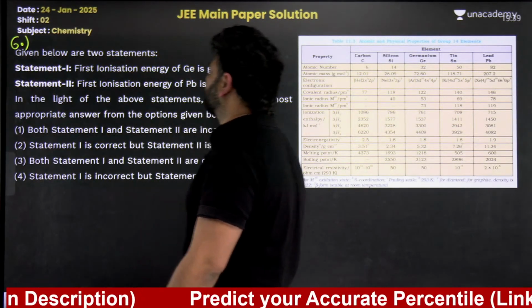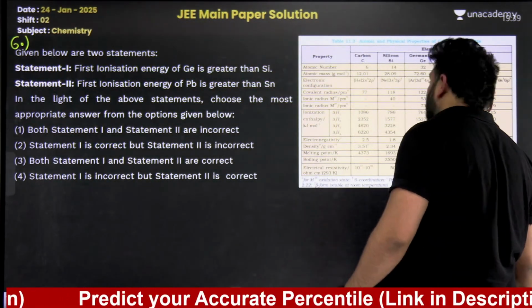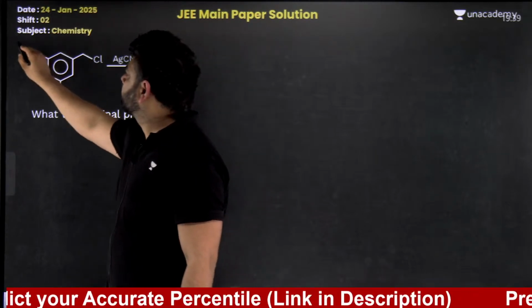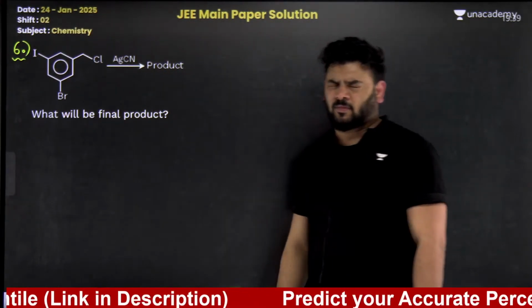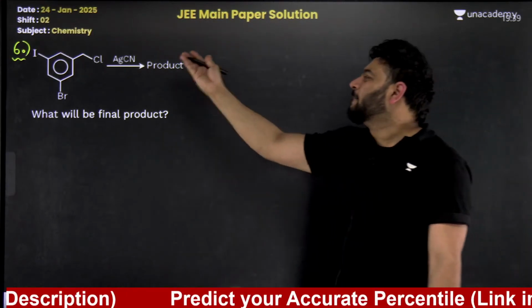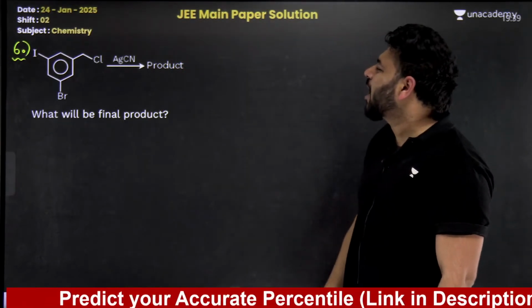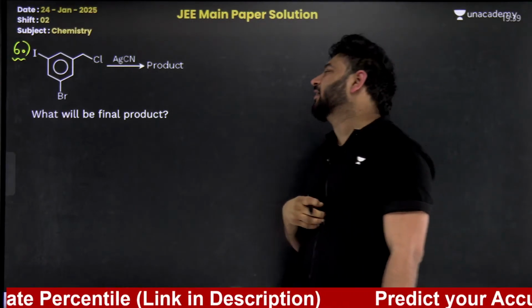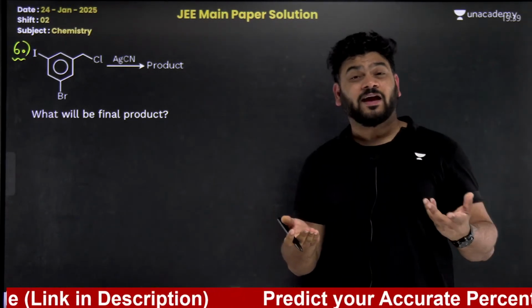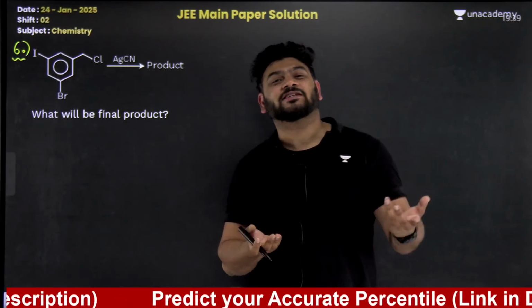Question number 6. No, this is not question 6. This was the same question. So the student told us that this is a compound given over there. The benzene has one iodine, bromine, and one chlorine attached. An attack of AgCN is being conducted. We all know the rate of ArSN is very low compared to normal SN reactions.